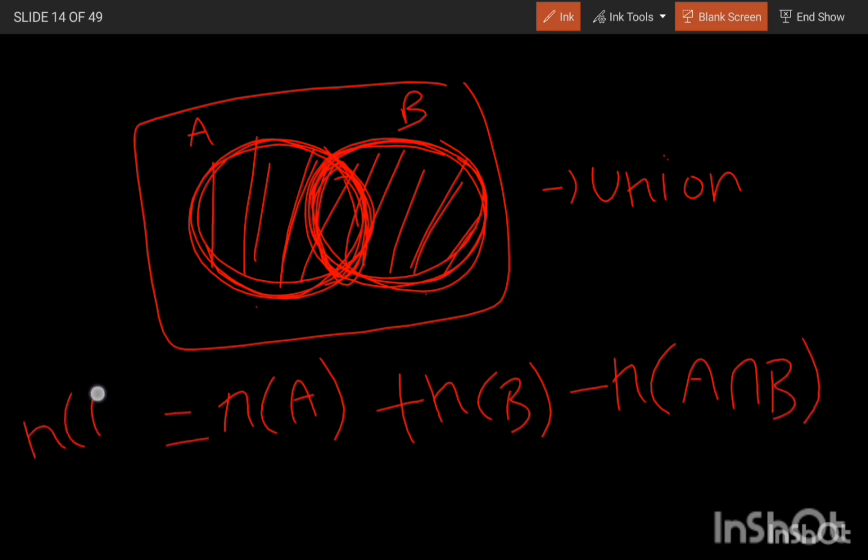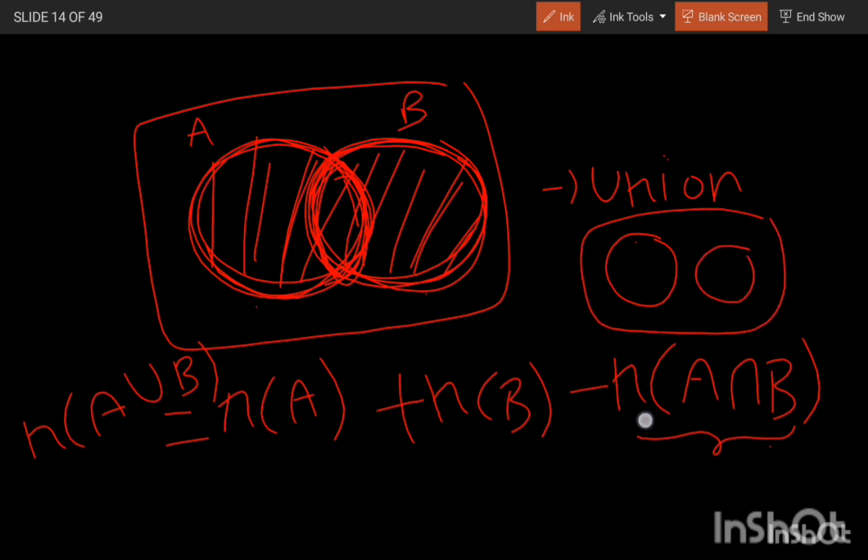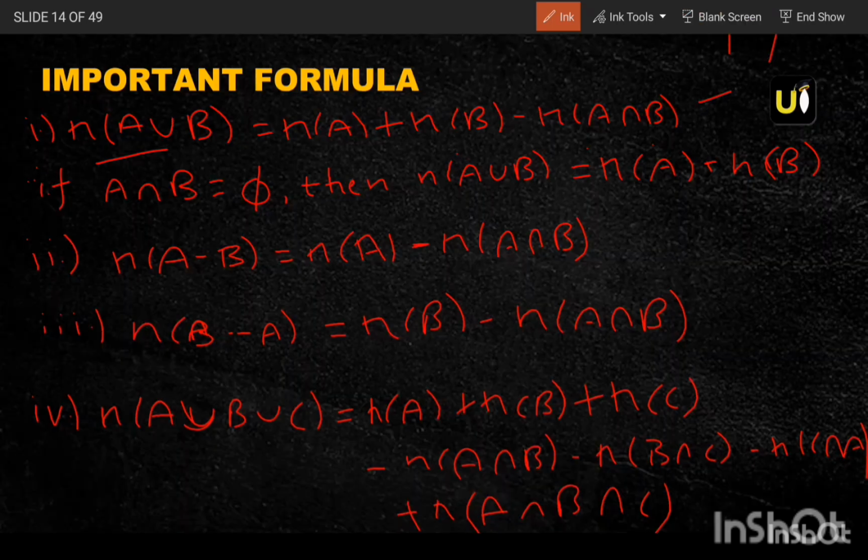So that gives n of A union B. For example, if there is no intersection, the sets are like this, then this is 0. If there is no intersection, the number of elements common is 0. So n of A union B will be n of A plus n of B. Okay, that is what is given in this formula.